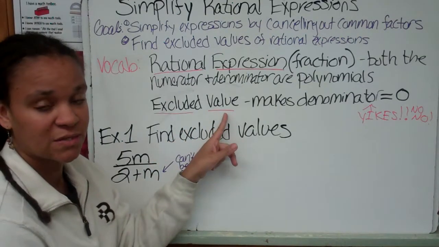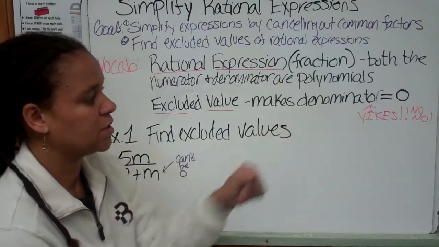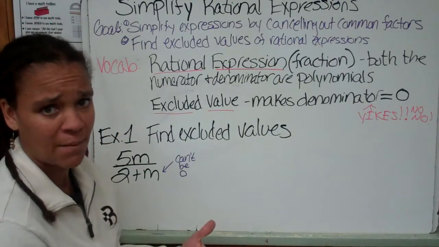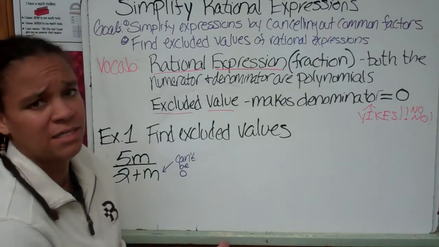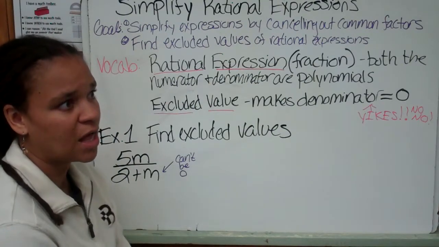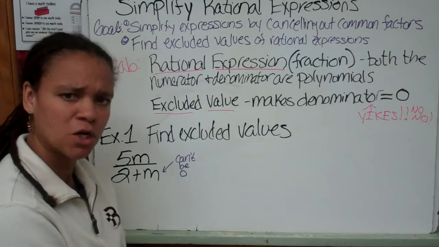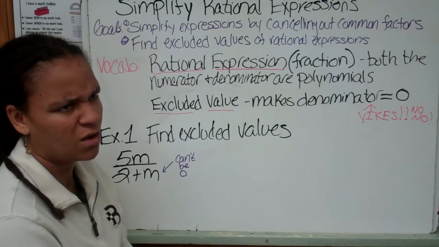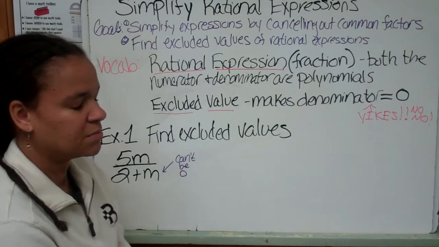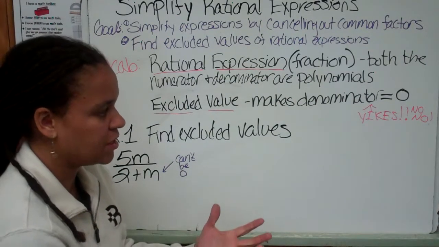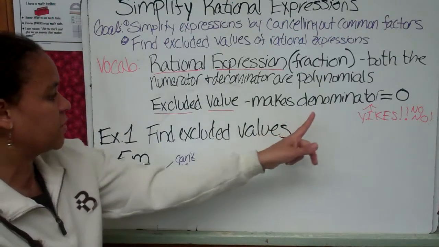An excluded value is a value that would make the denominator equal to 0. Of course, you can't have the denominator equal to 0. You can't divide by 0. That'd be saying something like, you have $10 to give to no one. How much does everyone get? There's nobody to give it to. So it doesn't make any sense. You can't have 0 in the denominator. You can't divide by 0. So keep that in mind.